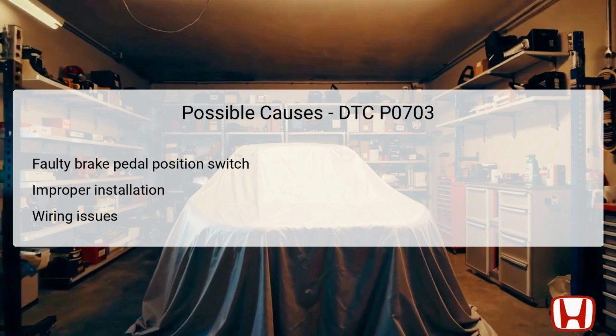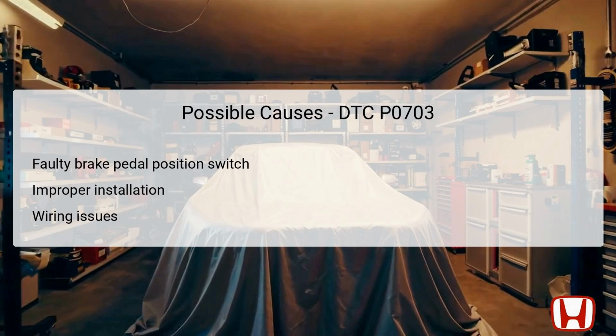Understanding the possible causes of DTC P0703 is vital in determining the root of the problem. One potential cause is a faulty brake pedal position switch, which may fail to provide the necessary signal indicating the brake system status. Another cause could be improper installation of the switch, affecting its ability to engage properly when the brake pedal is depressed. Wiring issues are also common and can include damaged or shorted wires leading to the brake pedal position switch or the related control modules.